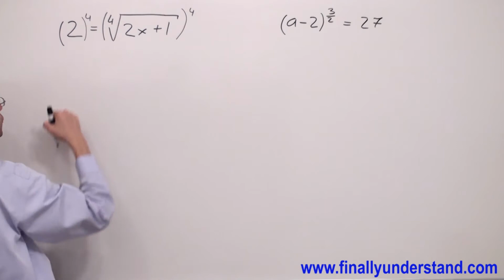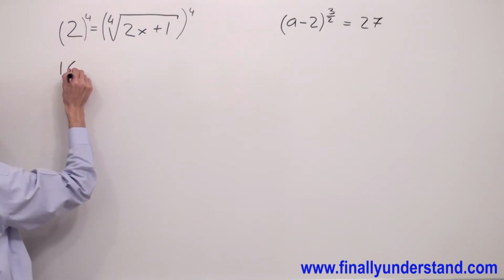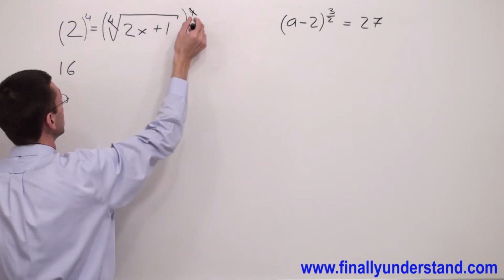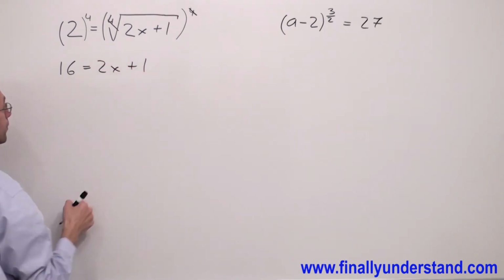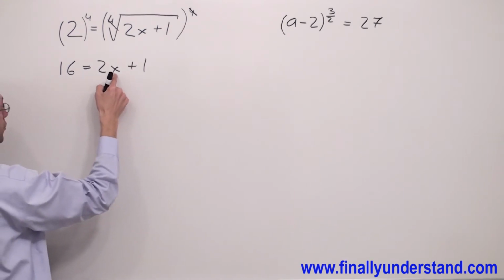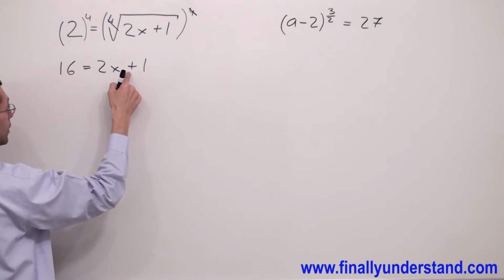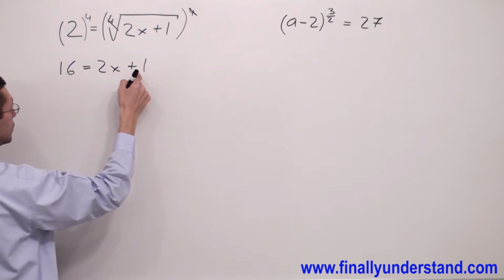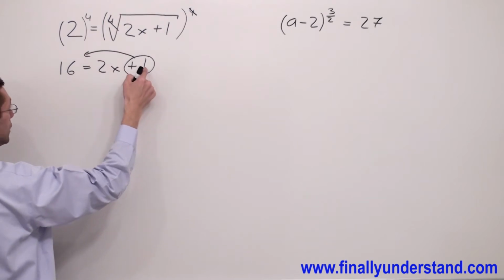I have to raise 2 to the 4th power. 2 to the 4th power is equal to 16. This exponent is going to eliminate this radical sign, and I'm going to have 2x plus 1. I want to find the value of x. This term 2x is added to 1. I do not want to see this 1 on the right side. That's why I'm going to move it to the left side.